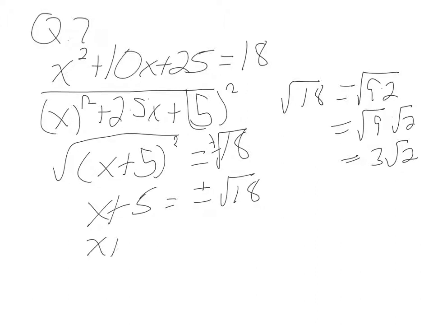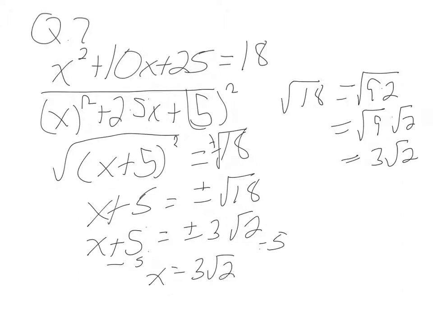So now I have x plus 5 equals plus or minus 3 square root of 2, and I'll subtract 5 from both sides, and get x equals 3 root 2 minus 5, or x equals negative 3 root 2 minus 5. And that's it.